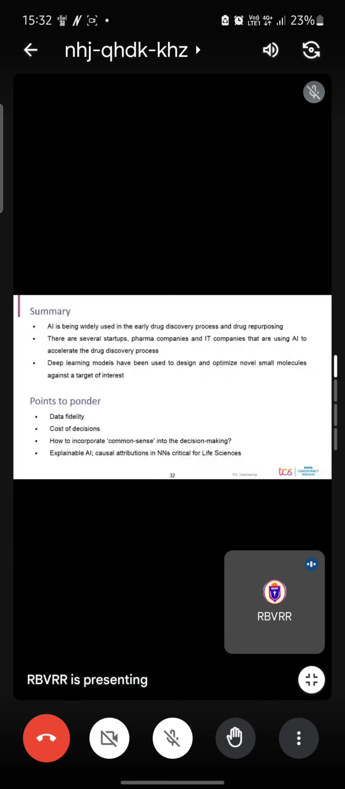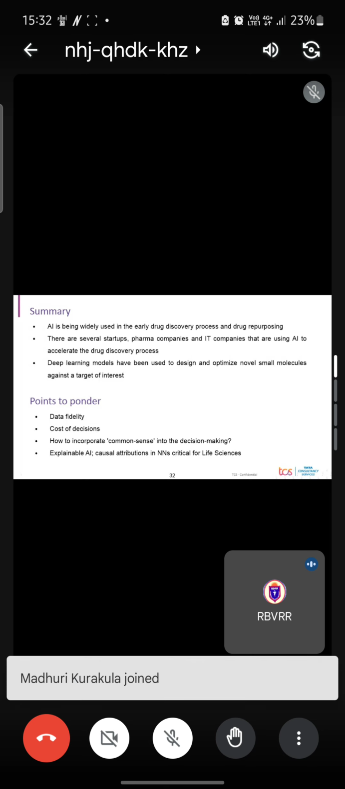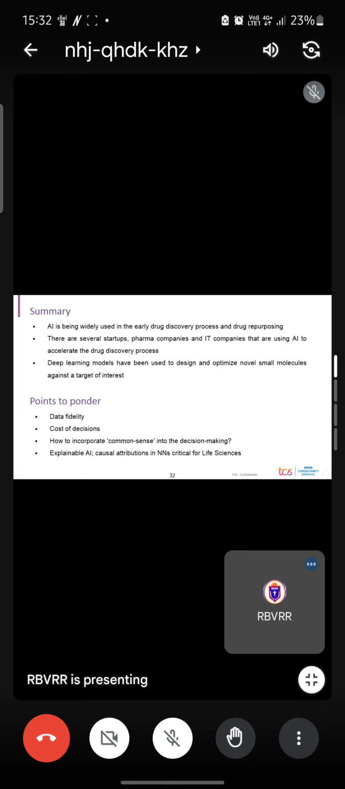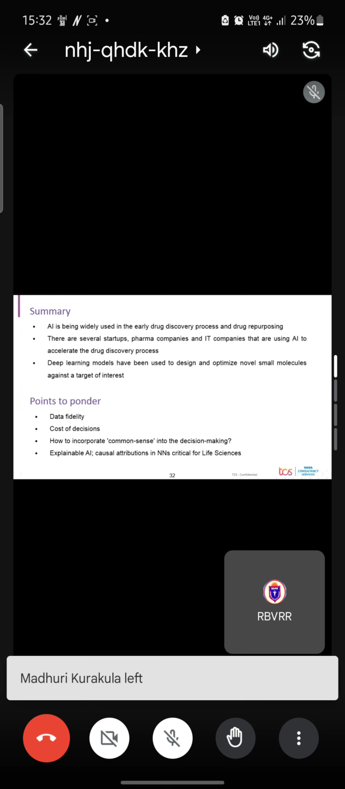Right? And these are methods that are in development at the moment. Worldwide, computer scientists are trying to develop methods which can tell us about this. So right now, most of the AI and deep learning models are like black boxes, but we don't want them. Can the machine also tell us why it generated a particular molecule?